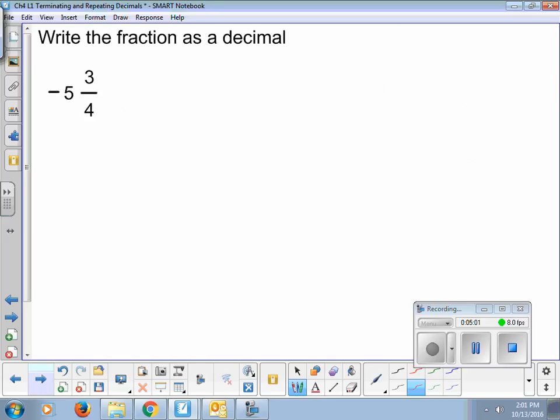Okay, if we move on to the next question, we have -5 and 3/4. We want to write this mixed number as a decimal. So right off the bat, if we look at our whole number, what is our whole number? -5. So we can put -5 and then bring down our decimal place. And we need to change this value 3/4 into a decimal. And some of you already know that if you have 3 out of 4 quarters, how much change do you have?